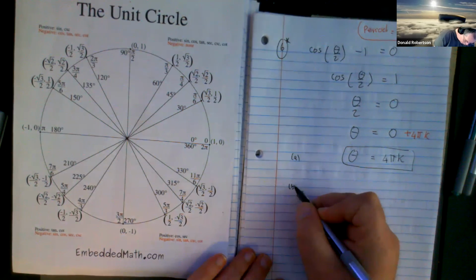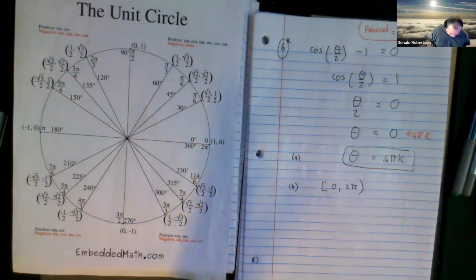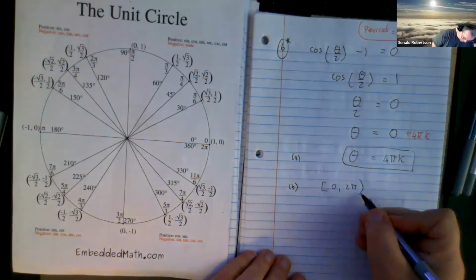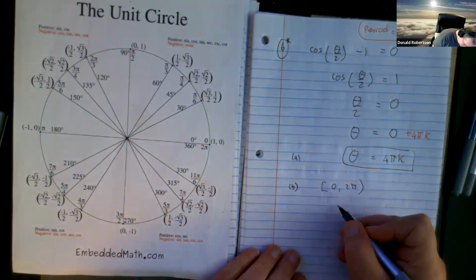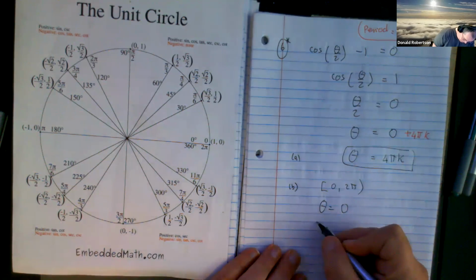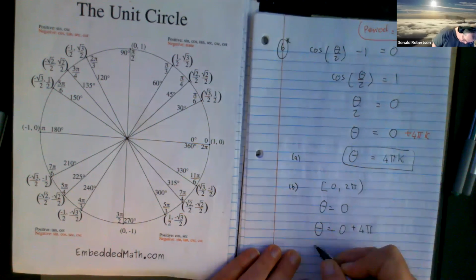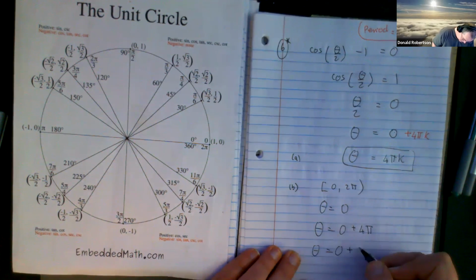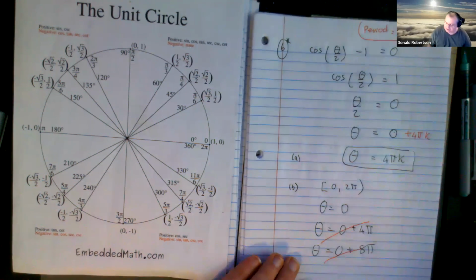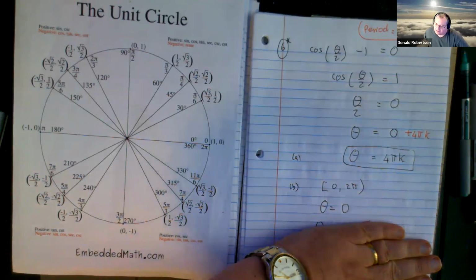Now, that's part A. Part B wants to know all the solutions in the range 0 to 2 pi, but don't include 2 pi, right? I can handle that. If you want to try this guy out, all you need to do is say the first answer is 0, which it is. The second answer will be 0 plus 4 pi. The next answer would be 0 plus 8 pi. Don't know why I'm writing that, because don't those two get killed off because you can't use them? They're too big, which means there's only one answer in the range 0 to 2 pi.